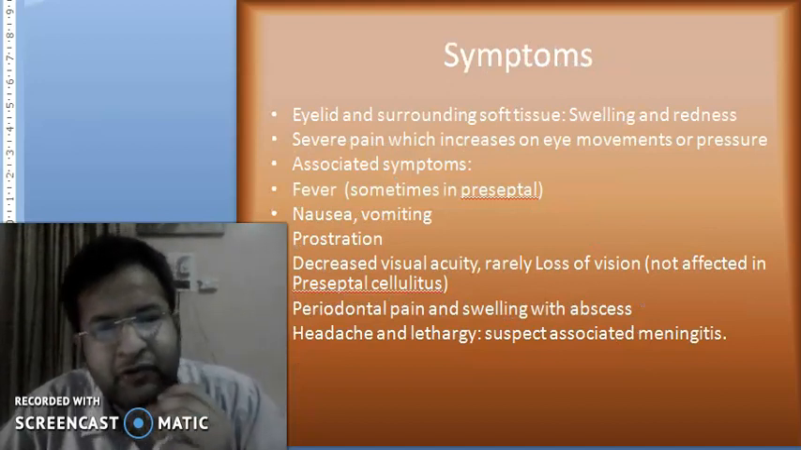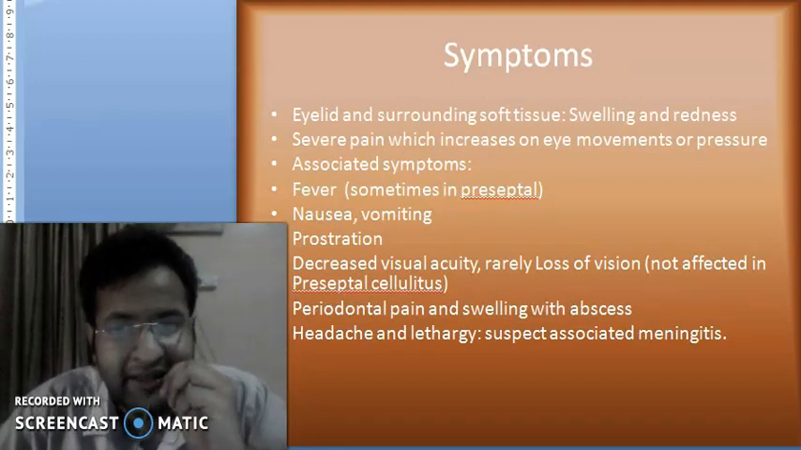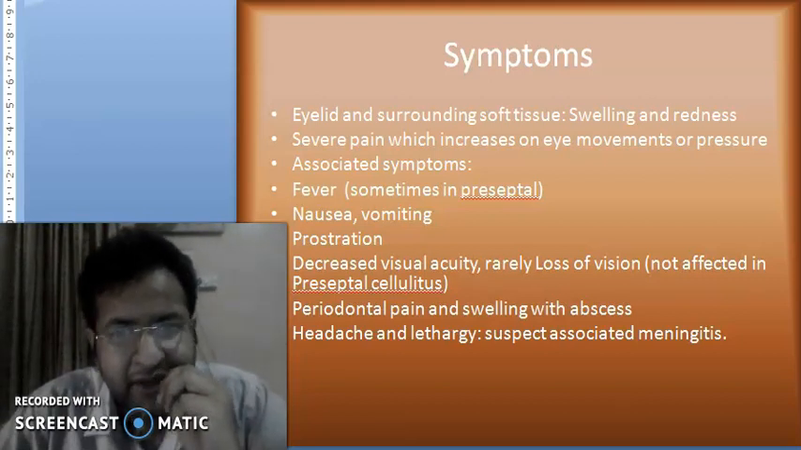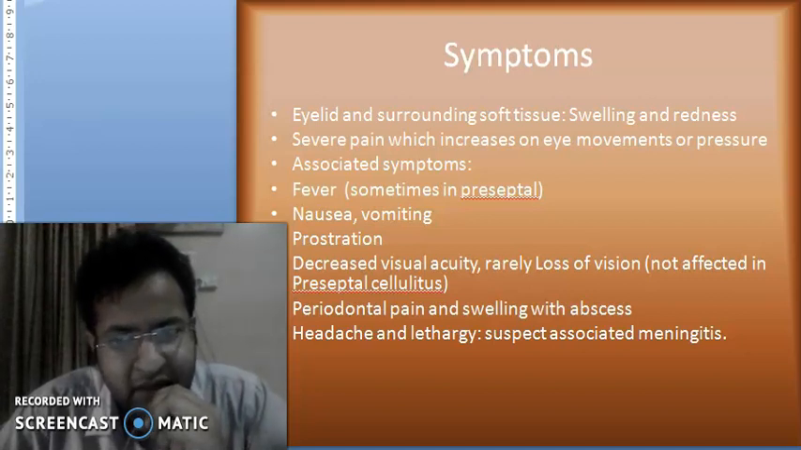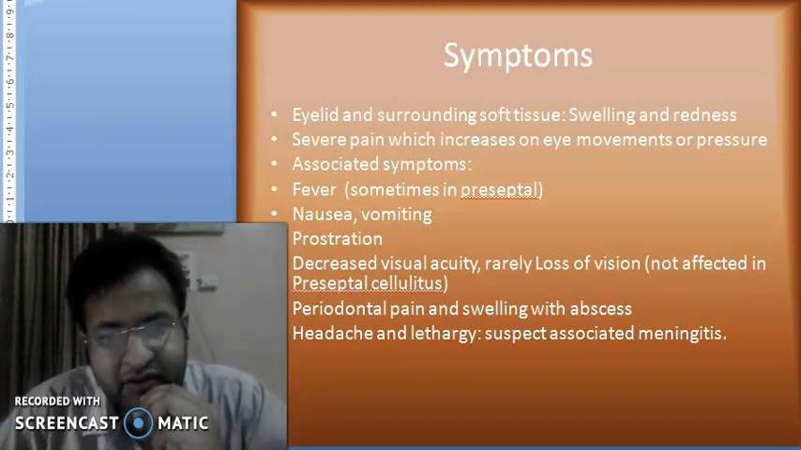What are the symptoms of orbital cellulitis? The eyelid and the surrounding soft tissue will have swelling and redness. There will be severe pain which increases on eye movements or pressure, which is due to the extraocular muscle inflammation. What are the associated symptoms?